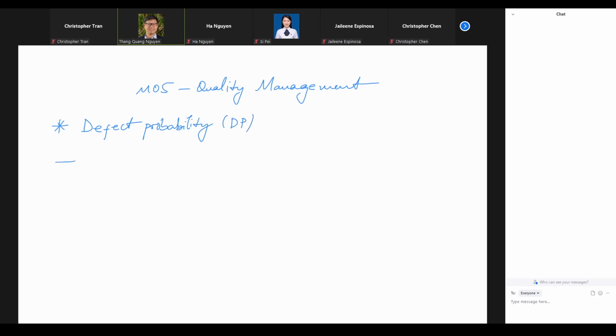So I would like to clarify that whatever it is, DP or DPMO, I mean DPU, or the probability of being defective. So today we talk about the probability of being defective. They are all the same thing. We talk about the percentage or the proportion of errors, or the percentage or the proportion of defective or defects, right? So they are all the same thing: P, DP, DPU, and PFD, right?